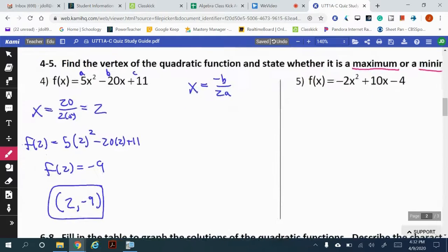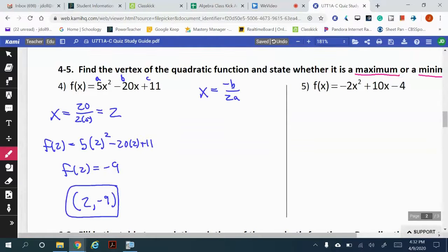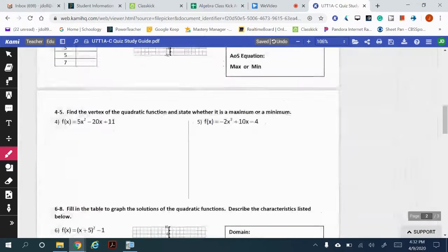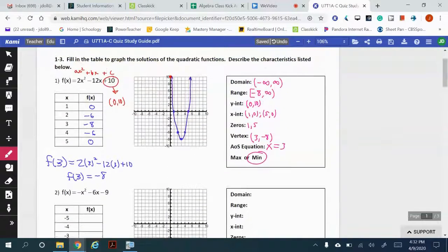Well, it's really easy. You don't have to graph anything. You just have to look at the A value, right? The A value is going to be our key to knowing whether this is a max or a min. Take a look back at the graphs we already looked at.